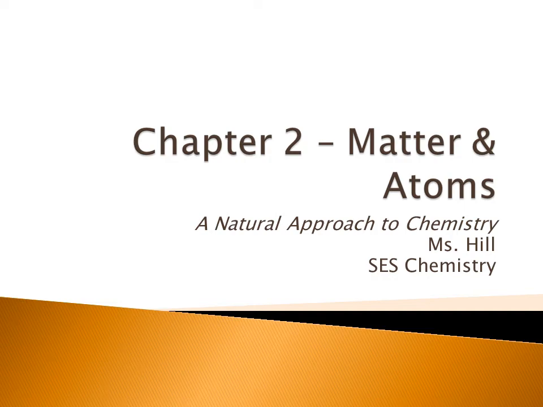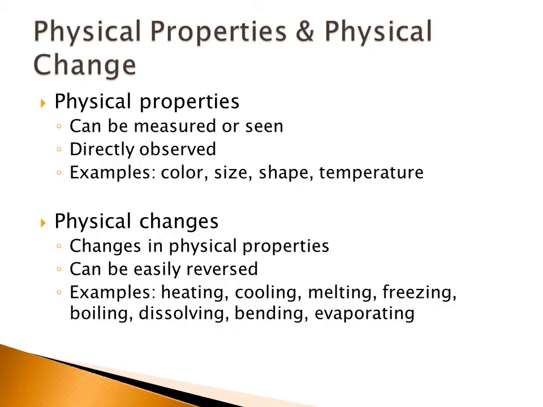Right, chapter 2. First, we're looking at the differences between physical properties and changes and chemical properties and changes. So it's important to understand that physical properties are things that you can see or measure, the kinds of things that you're observing in lab. Things like color, size, shape, temperature. And physical changes are any changes in those types of properties. The key thing about physical changes is that they can be easily reversed.